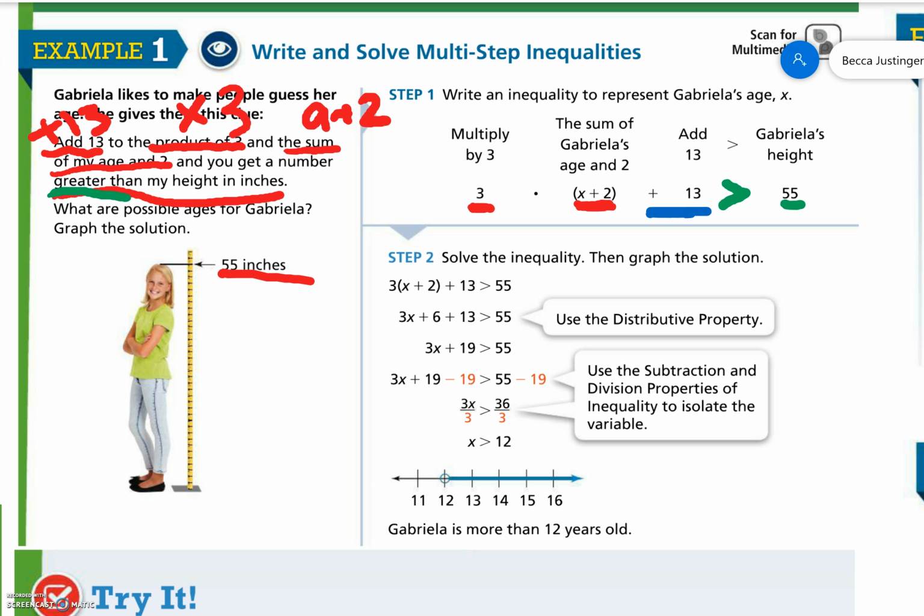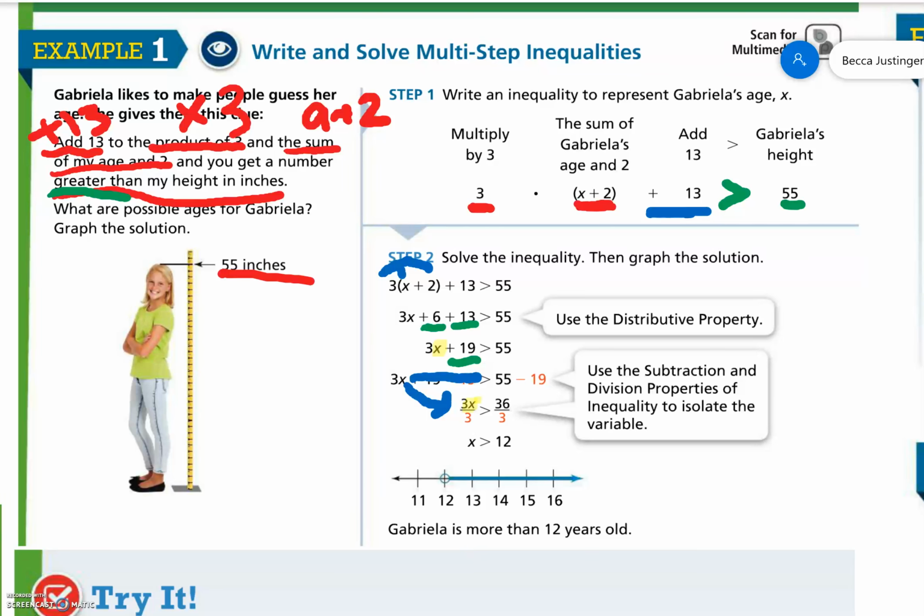So to solve this inequality, the first thing we're going to do is distribute the 3. 3 times x is 3x, 3 times 2 is 6. Now we can combine like terms. We have a plus 6 and a plus 13 to give us plus 19. To get the x by itself, we got to get rid of 3 and 19. So we're going to subtract 19 from both sides. Bring down the 3x. 55 minus 19 gives us 36.